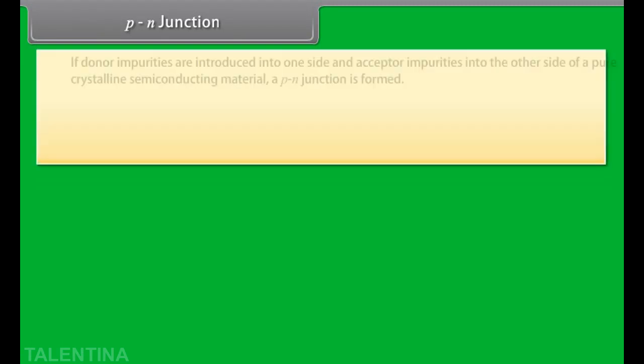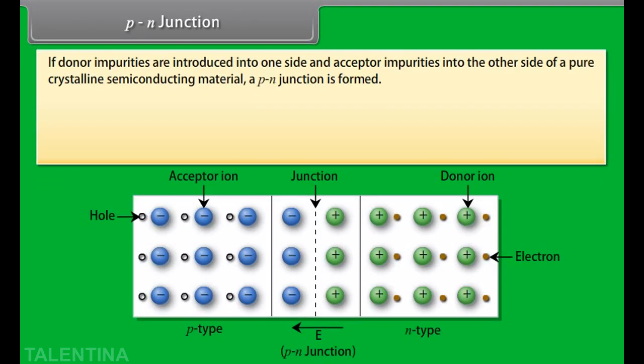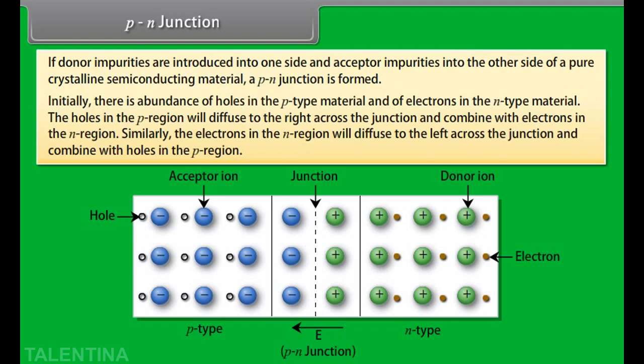P-N junction. If donor impurities are introduced into one side and acceptor impurities into the other side of a pure crystalline semiconducting material, a P-N junction is formed. The donor ion is indicated by a positive sign because after this impurity atom donates an electron, it becomes a positive ion. The acceptor ion is indicated by a minus sign because after this atom accepts an electron, it becomes a negative ion. Initially, there is an abundance of holes in the p-type material and of electrons in the n-type material.